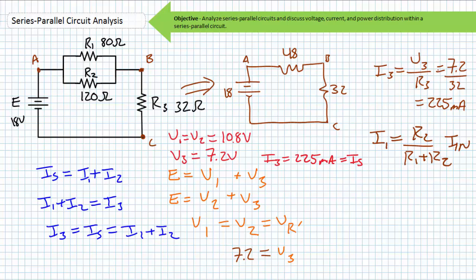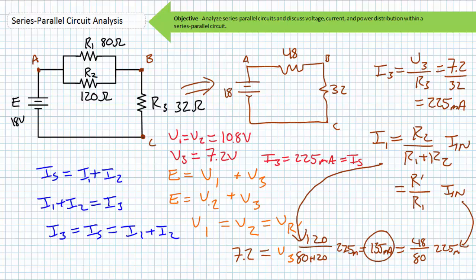The CDR set up to solve for I1 is as follows, or this alternate configuration. Substituting in the necessary values, either configuration of the CDR finds I1 equals 135 milliamperes. We could again apply CDR to solve for I2. However, we could also make use of our previous understanding of KCL, where I3 equals IS equals I1 plus I2. We can substitute in our previously calculated value of the source current and our freshly calculated value of I1 to solve for I2, where I2 equals 90 milliamperes.